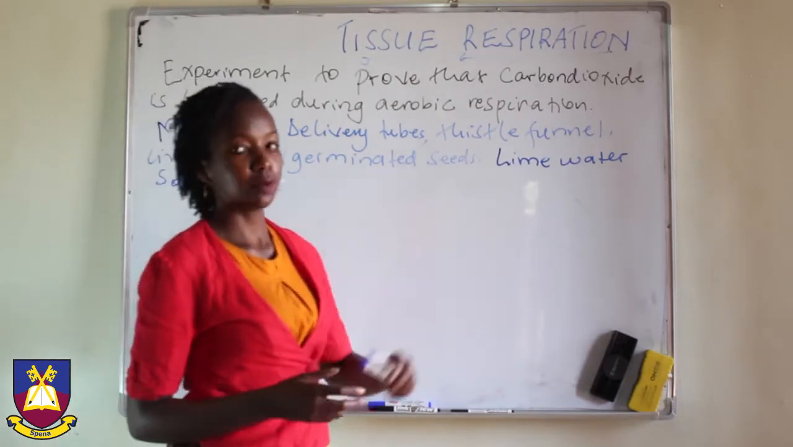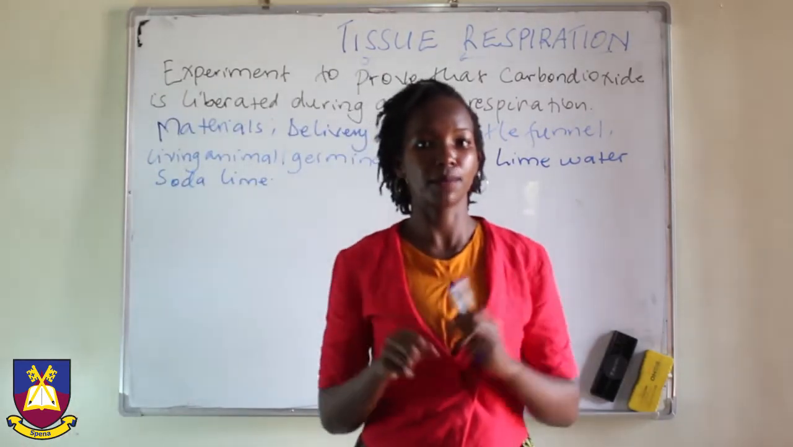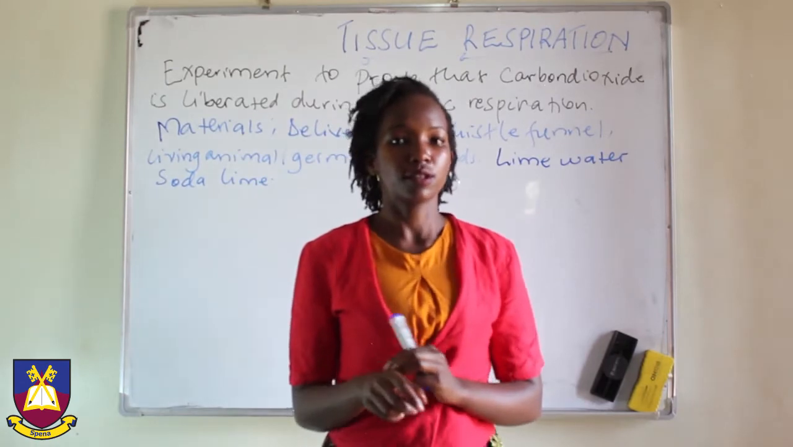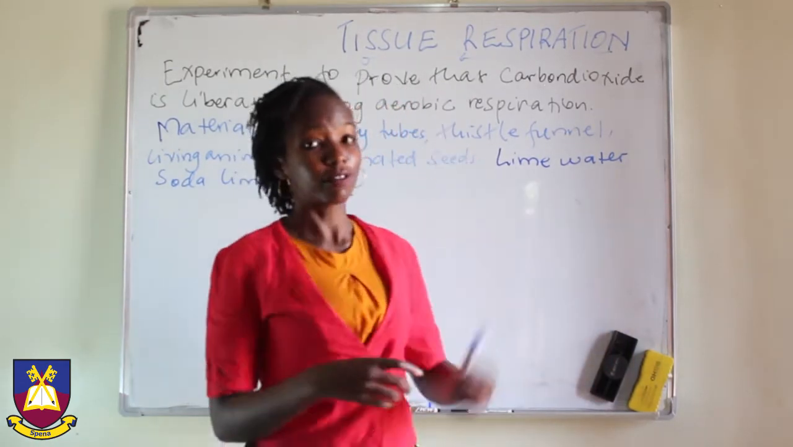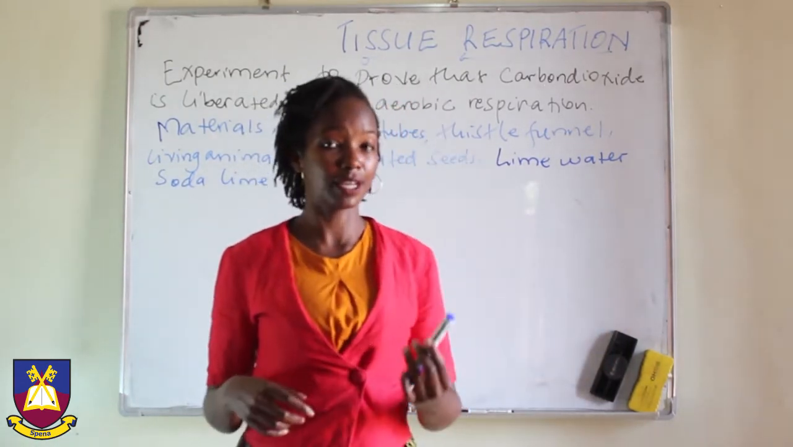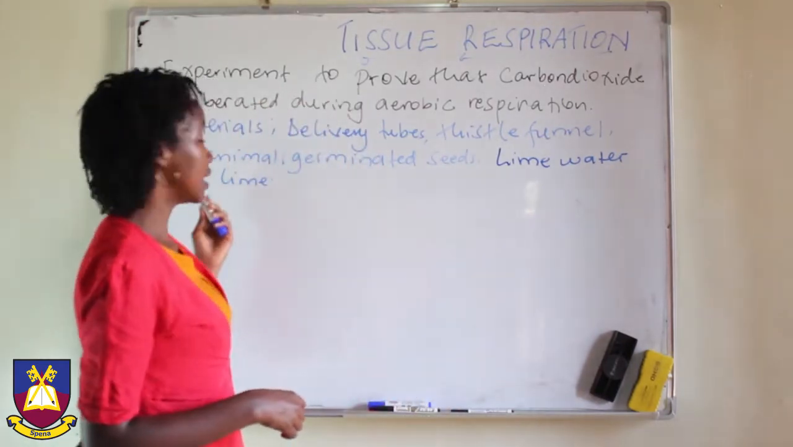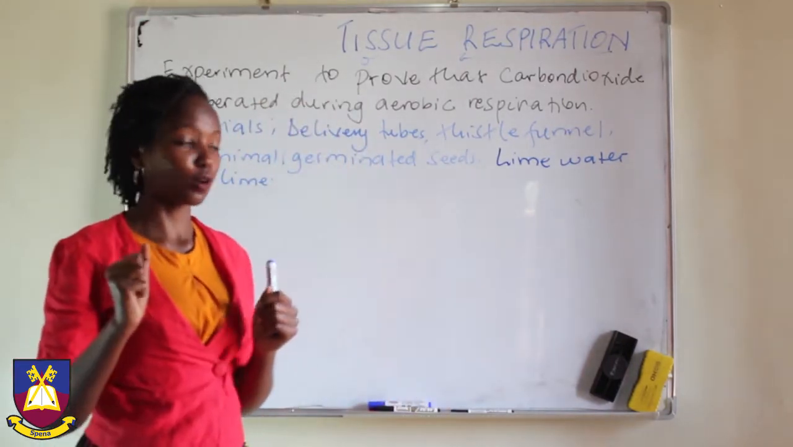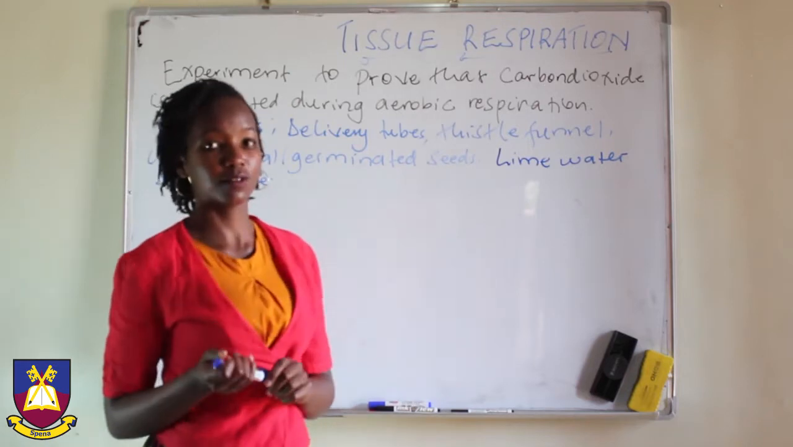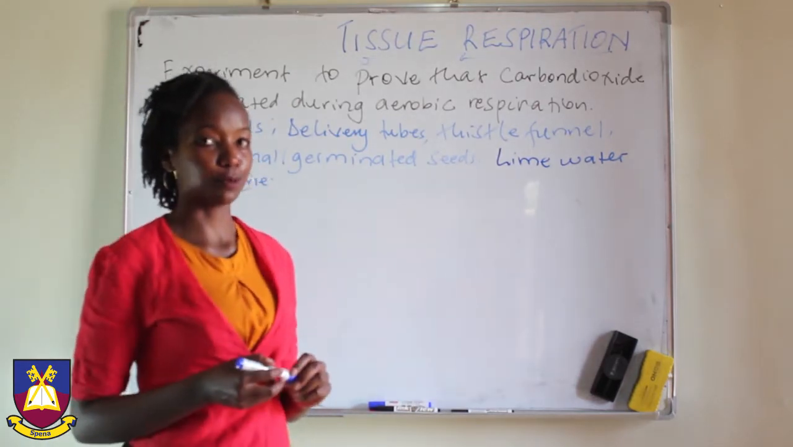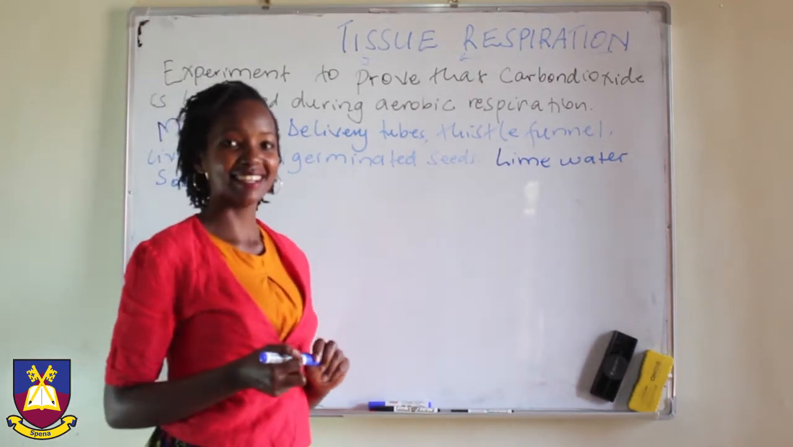The function of lime water is to absorb carbon dioxide. In chemistry, we also study that it confirms the presence of carbon dioxide. And then soda lime also absorbs carbon dioxide. We are going to see where we put which. And so, how will the diagram look?